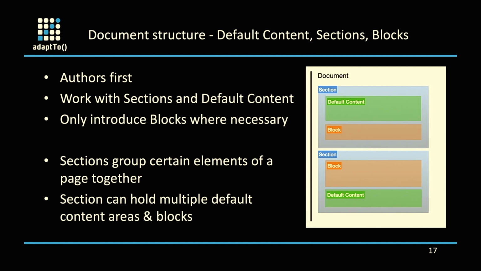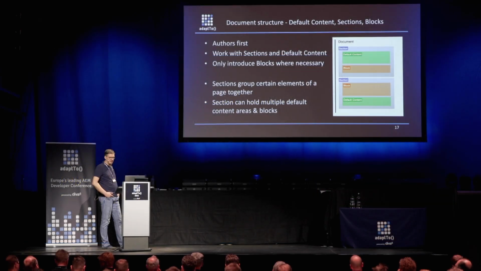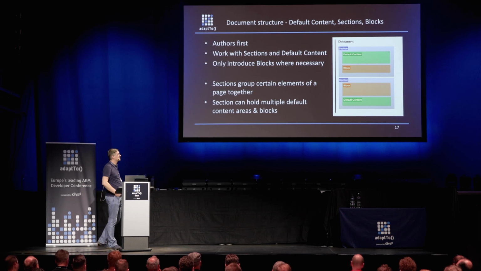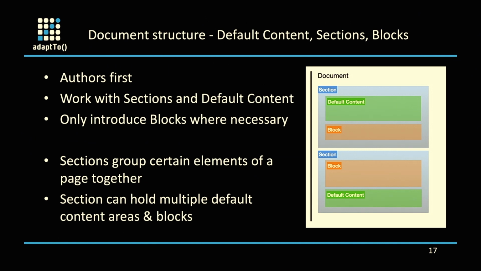Just start writing. However, we have so-called blocks, and blocks we start introducing if you want to have something which is more complex, organized. Let's say you want to build a list of 3 or 4 cards next to each other, or you want to build a carousel. For more organized elements, you can introduce blocks, and a section can actually hold as many and whatever combination of these 2 elements. So you can have default content, a block, followed by another default content. Multiple blocks, multiple default content areas can be within one section.